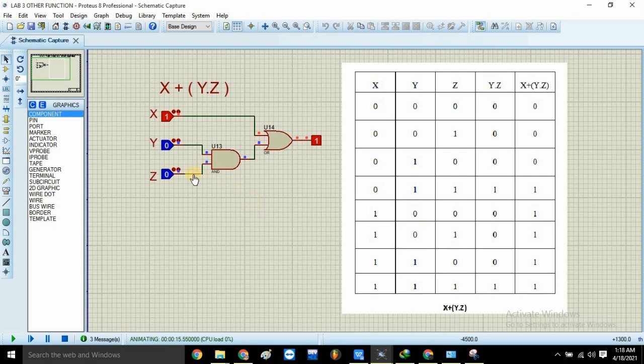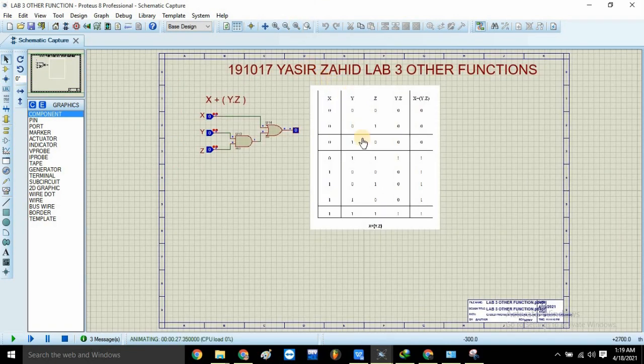At 1 0 1 we have 1, at 1 1 0 we have 1, and at 1 1 1 we have 1. Hence the behavior of this schematic circuit matches with this truth table and its validity is proved.